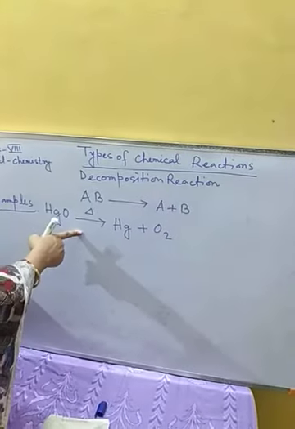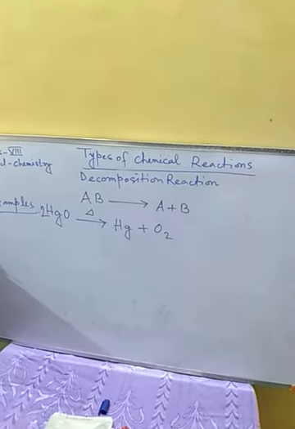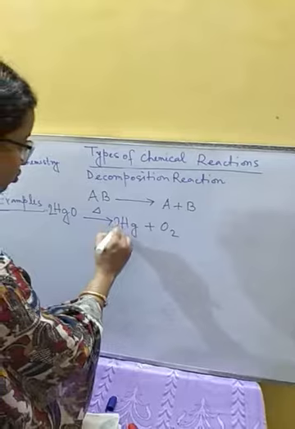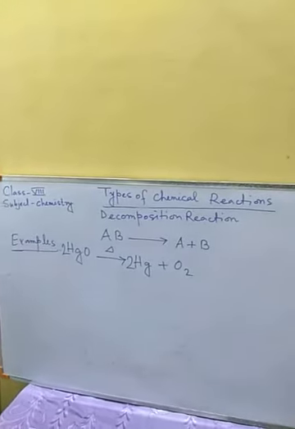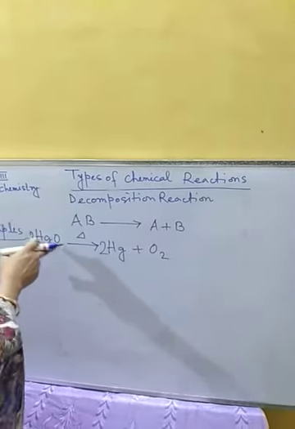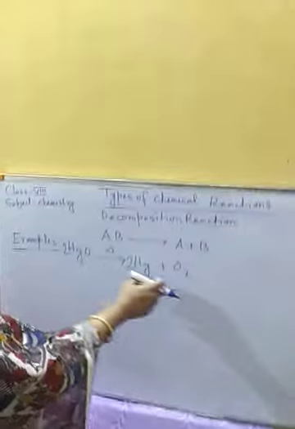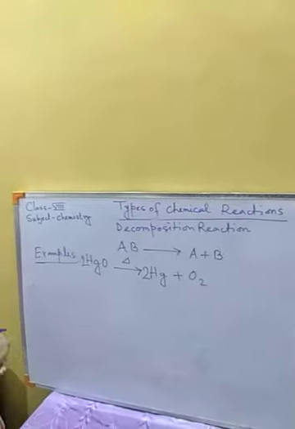This reaction is not balanced, you can see this. To balance it, we need to take 2 mercuric oxide, then 2 Hg will be produced and oxygen. So here you can see from a compound we are getting 2 elements. Mercury is an element, oxygen is also an element. So we are getting 2 elements here.